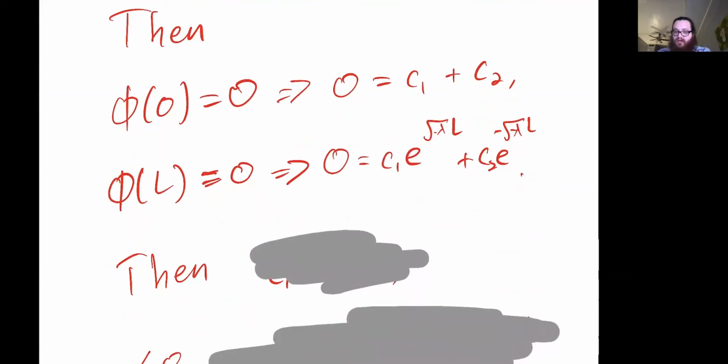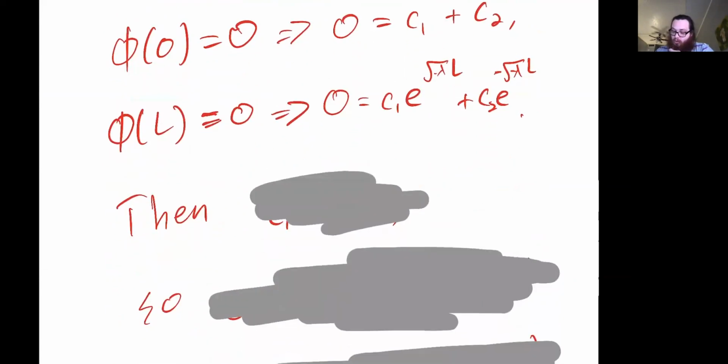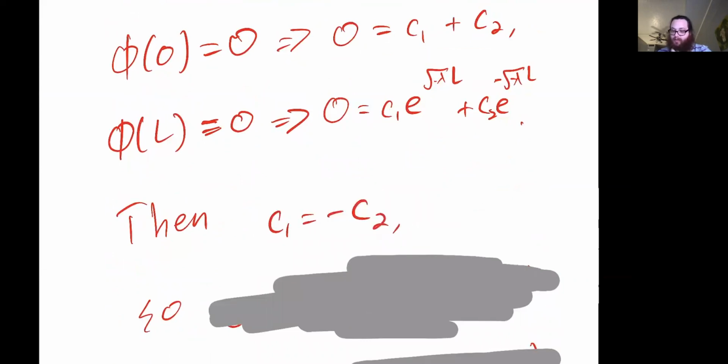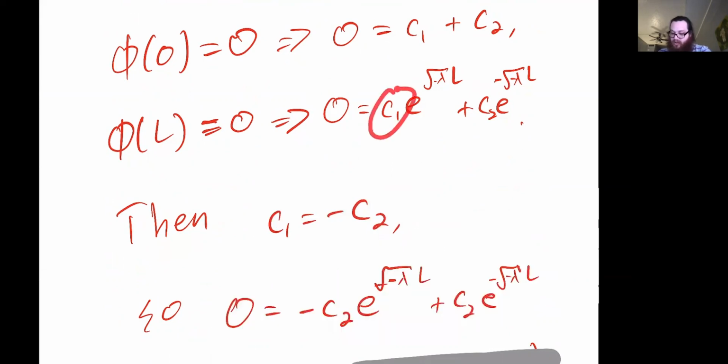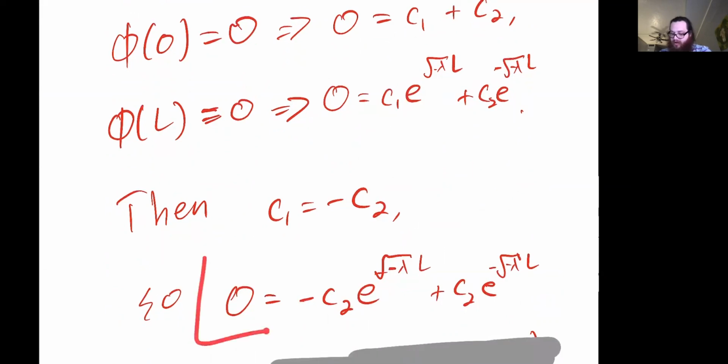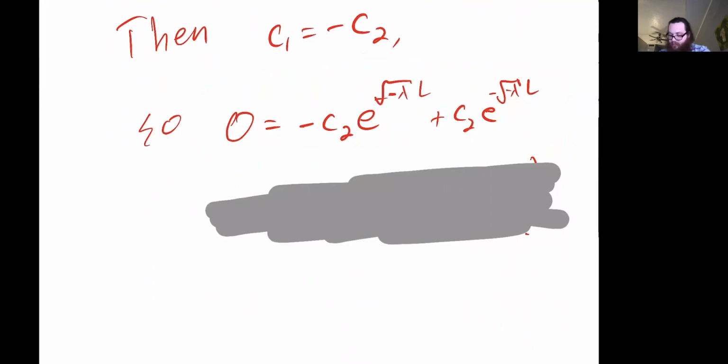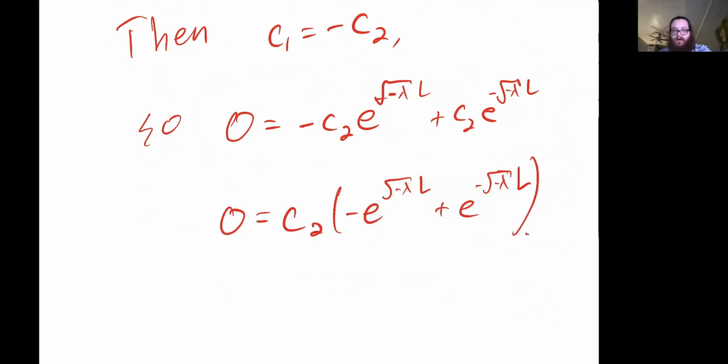So the question is, for this kind of lambda and for these boundary conditions, can we figure out what lambda must be or must look like, similar to the previous case? Well, from this first one, you get that C1 is equal to minus C2. So if we plug minus C2 into the second condition, we're going to get this expression. And then if we move things around, or factor out a C2, we're going to get this expression.